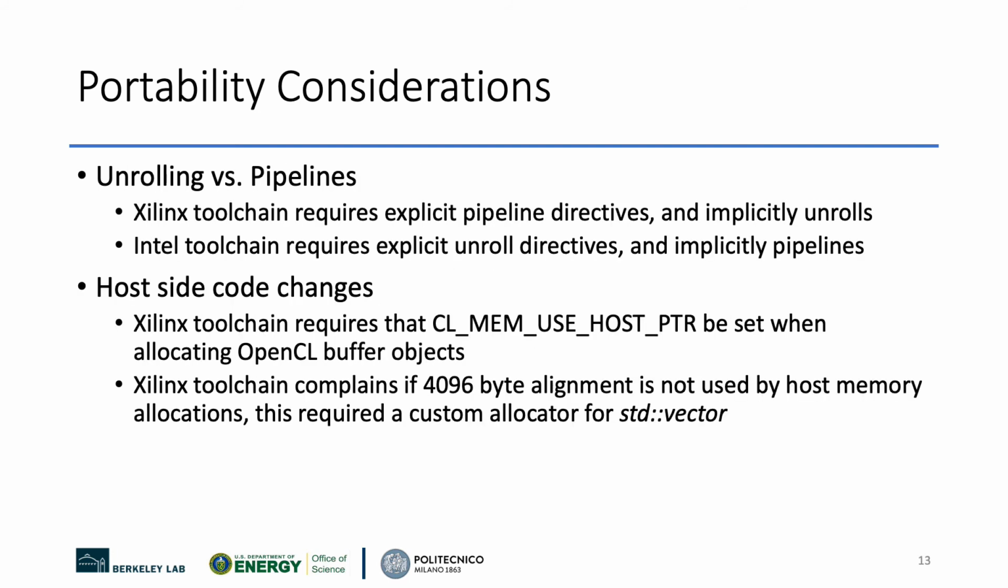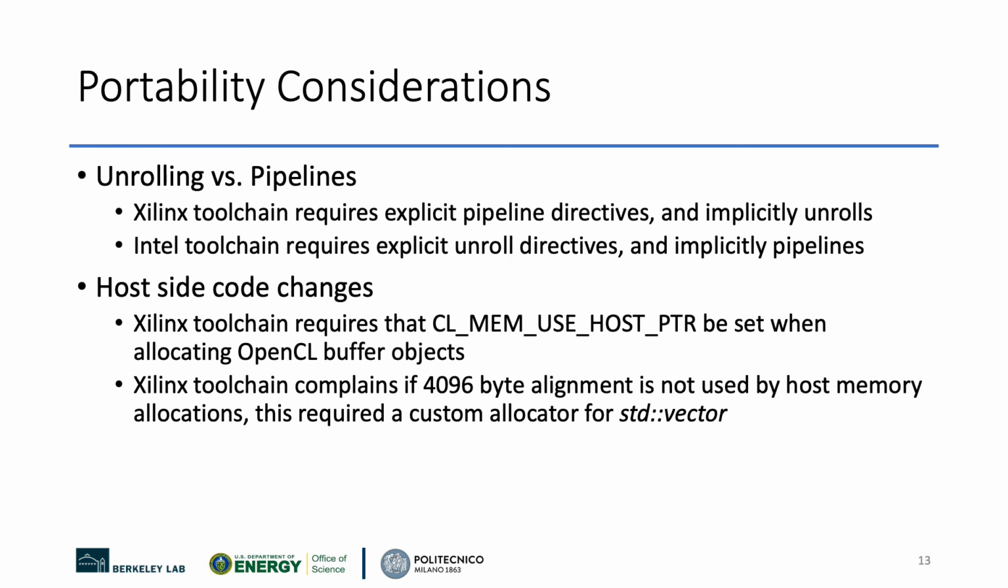The Xilinx toolchain requires explicit pipeline directives and implicitly unrolls loops. The Intel toolchain is just the opposite. This alone makes it nearly impossible to write a single source code that can be ported between the two without modification.